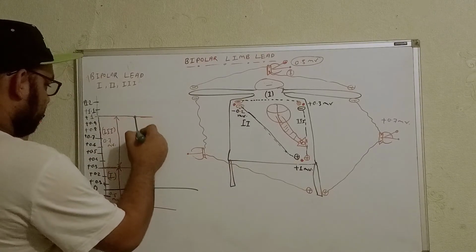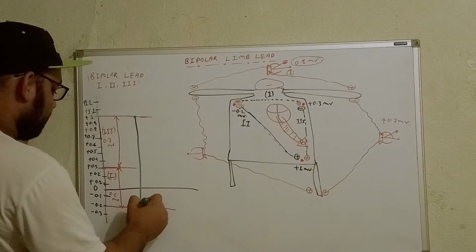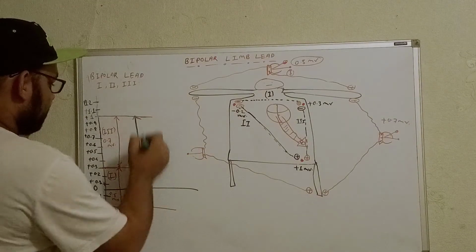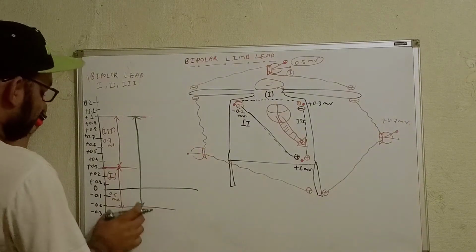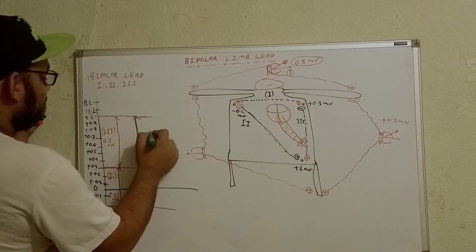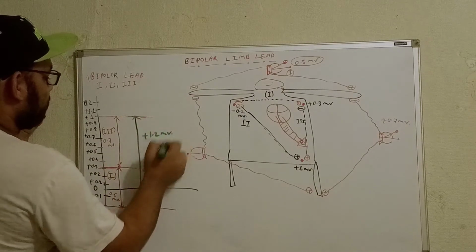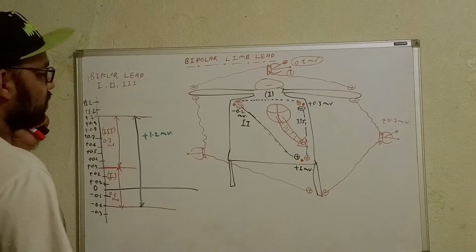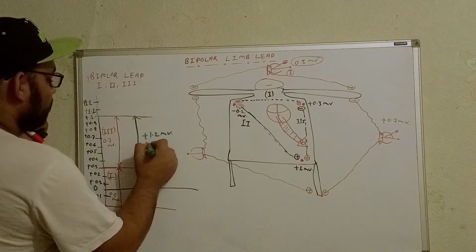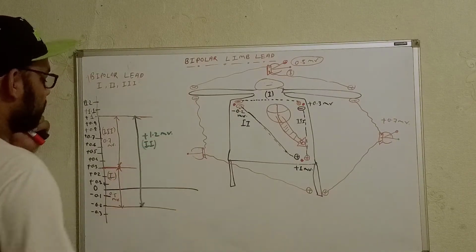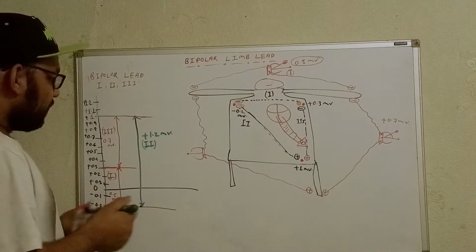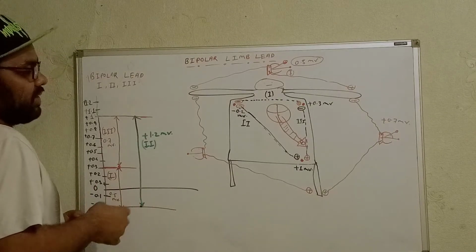So how much will the electric potential difference be? From here to here it will be plus 1.2 millivolt. Plus 1.2 millivolt in terms of lead number 2. Lead number 2 will get plus 1.2 millivolt. Okay. Now if we represent them in terms of the graph, in terms of the ECG.